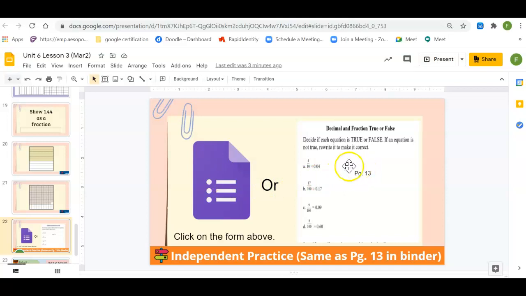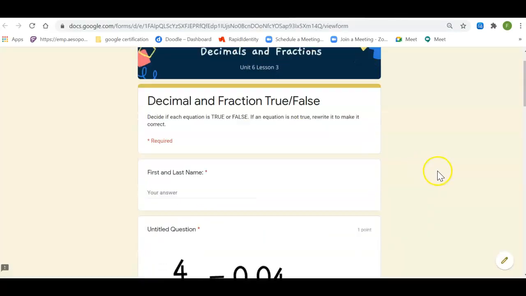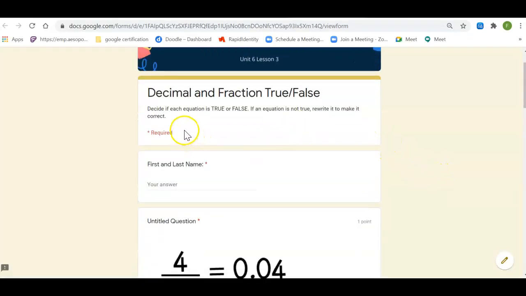Now, remember, if you do it in your binder on page 13, then that means you're going to have to take a picture of your work and insert it into the slides in order to get credit. Otherwise, you would not get credit for doing the work. And here is the Google form for you to complete the same independent work. You click on there, it's true or false. Decide if each equation is true or false. If an equation is not true, rewrite it to make it correct.